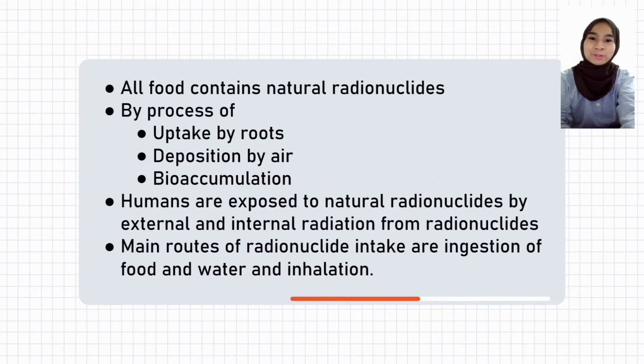Hi everyone, I am Nurul Tasnim binti Ma'awiyah. I will present the introduction of radionuclides in food. First, all food contain natural radionuclides by process of uptake by roots, deposition by air, and bioaccumulation. Humans are exposed to natural radionuclides by external and internal radiation from radionuclides. Main routes of radionuclides intake are ingestion of food and water and inhalation.